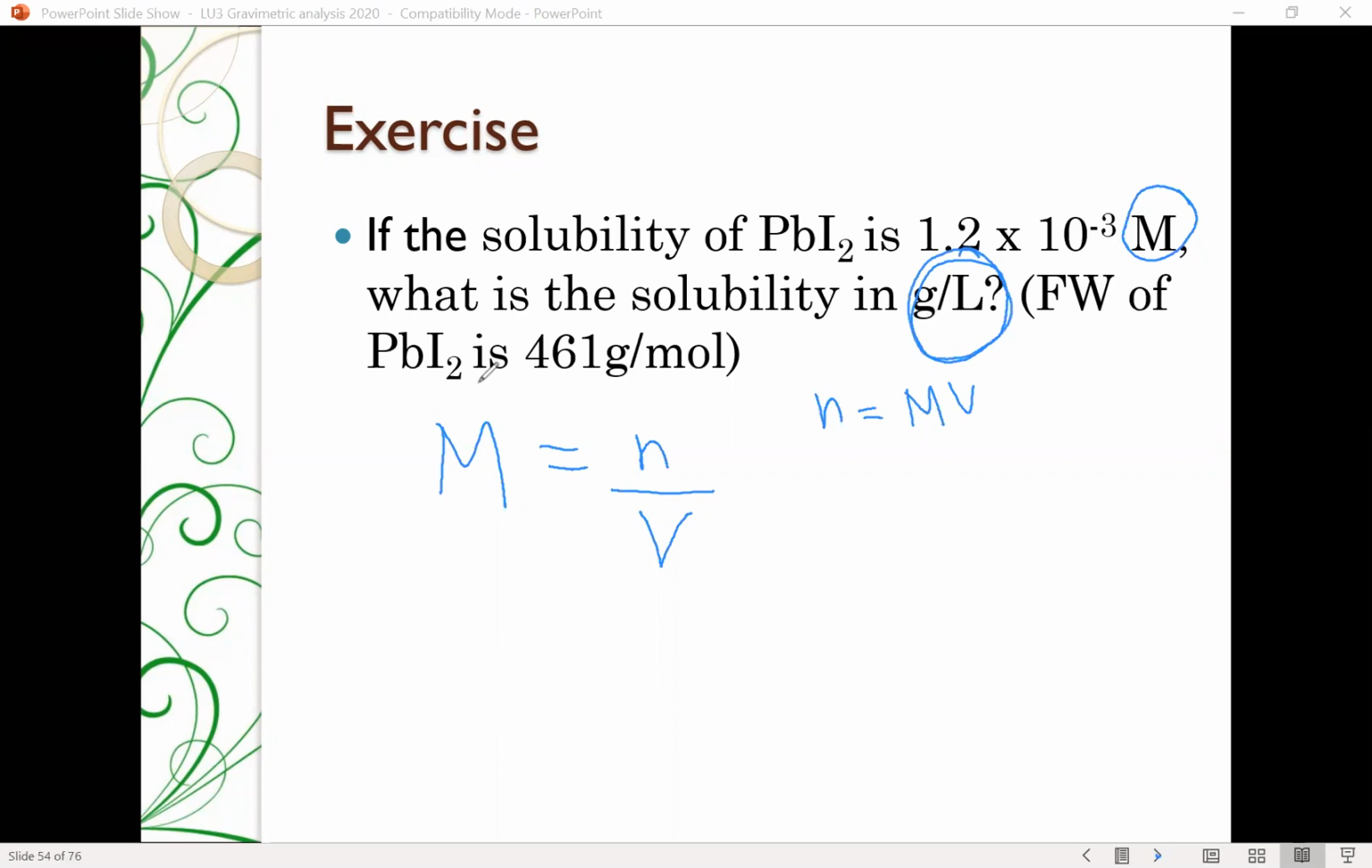You already have the formula mass here. So n is also equal to mass per formula mass. So from here, you can calculate what is the n, and from here, you can do the conversion of your unit.